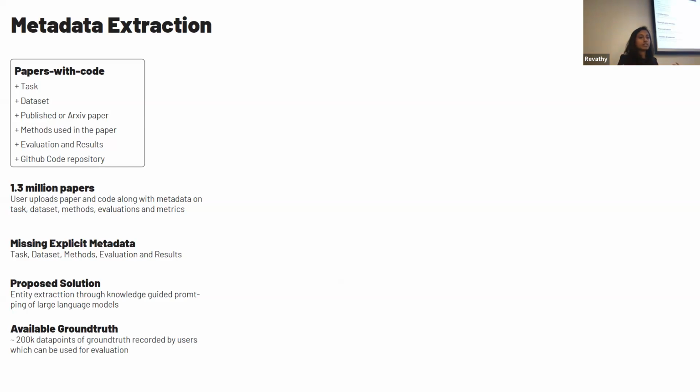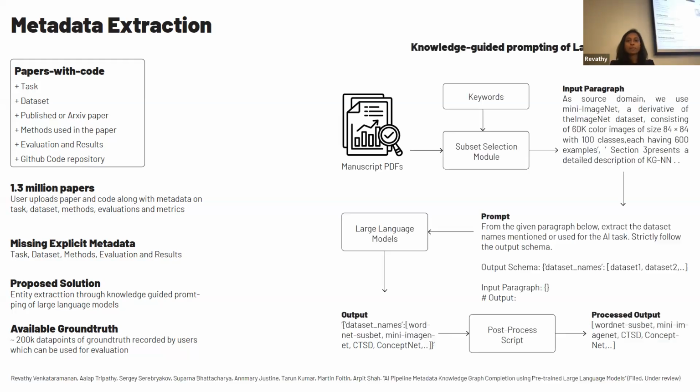When we looked into the data we extracted through the API for Papers with Code, some of the entities were not explicitly uploaded by the user. For example, we do have a paper and a code repository, but the user did not mention what the task, dataset, or model used in the paper is. Generally it is expected of users to mention that. Since the paper did not have that, we were trying to see if we can use some sort of extraction method to extract these entities. And here, once again, we did knowledge-guided prompting of large language models to extract the corresponding entities.